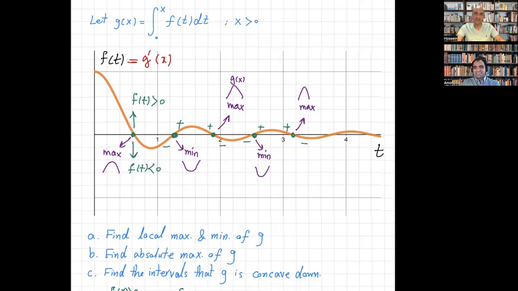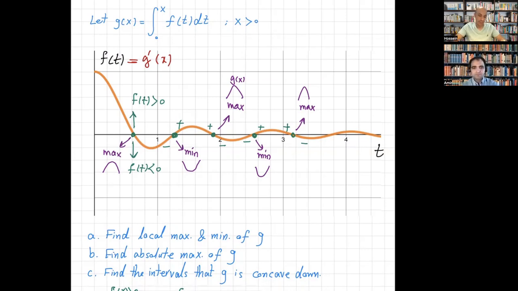Yes. So it was about the fundamental theorem of calculus. As I said, we have g of x, and you see the integration. And in the graph, you have the function f. For part B, you need to find the absolute maximum of g of x. So the floor is yours.